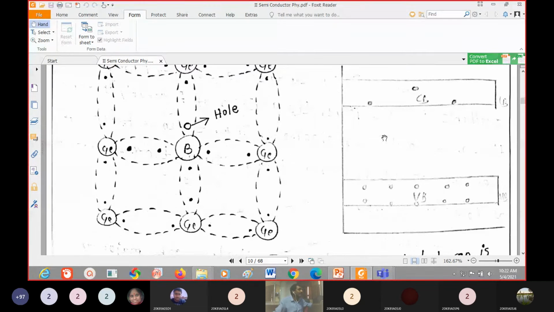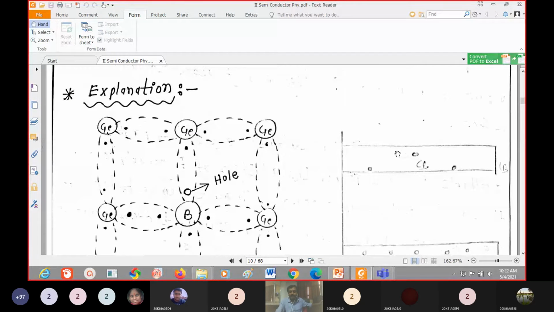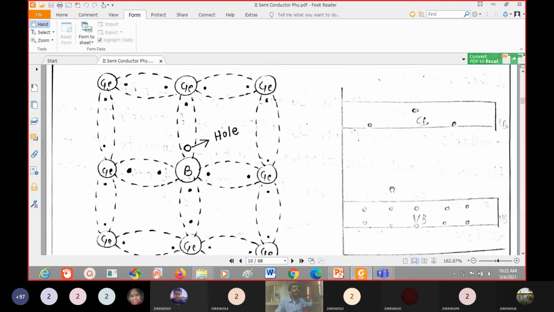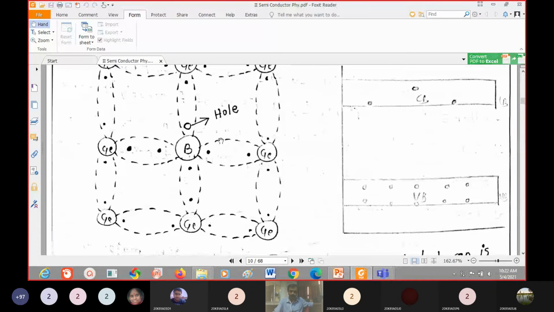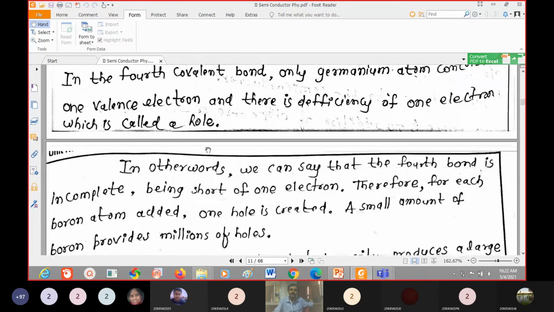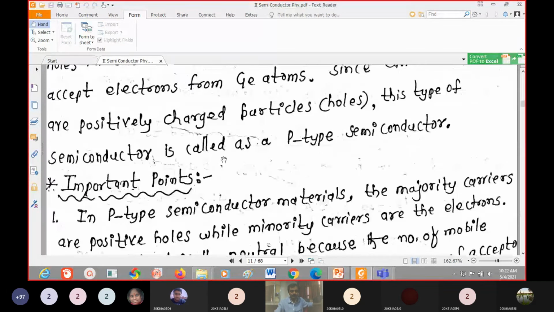Sometimes we can neglect these minority charge carriers. Similarly, in n-type semiconductors also, minority charge carriers can be neglected, because the majority charge carriers' value is very high compared to the minority charge carriers. Now, how will conduction take place? In the valency band there is a very small number of electrons, so conduction takes place due to the holes.